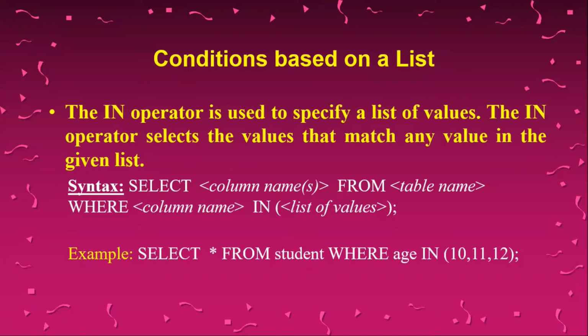For example, I just want to display the student details whose age is either 10 or 11 or 12. You can give this condition: SELECT * FROM student WHERE age IN (10, 11, 12). So all the matching values that are there in your student table, those rows will be displayed.